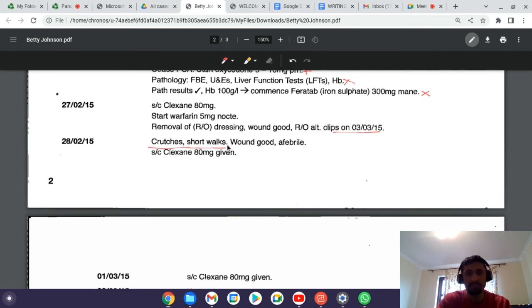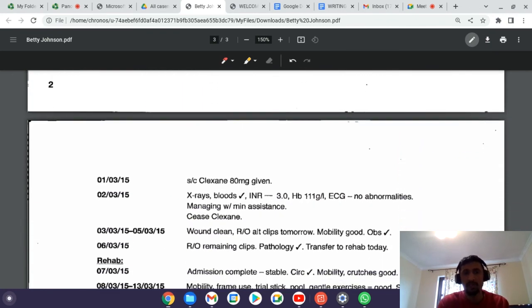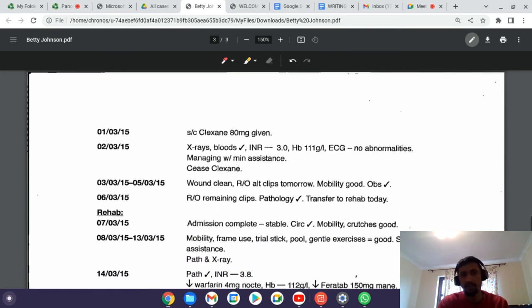Do you think wound good and afebrile is important? And short walks, yes. Again, on 3, Clexane, no. 2 3, X-rays, blood, INR 3, HP, ECG, managing for walking with minimum assistance. No, the walking minimum assistance. Yeah, Clexane. So some of the information is important here.